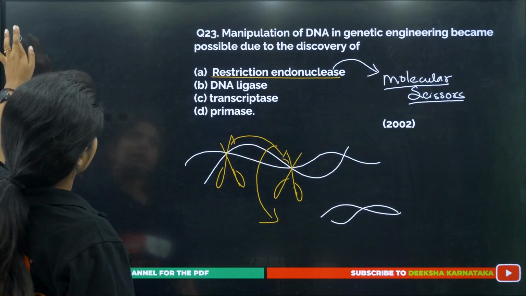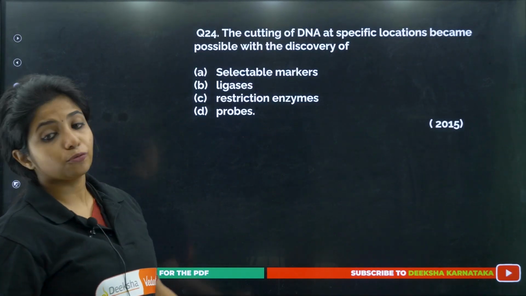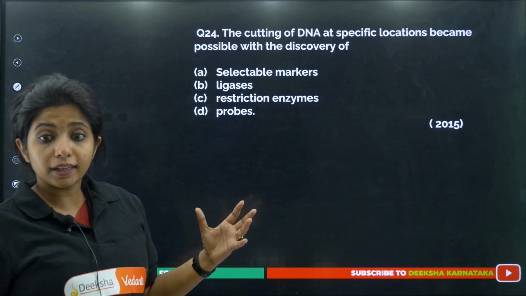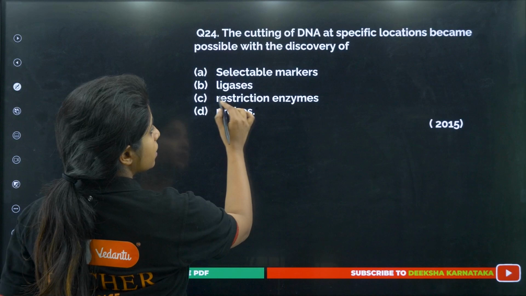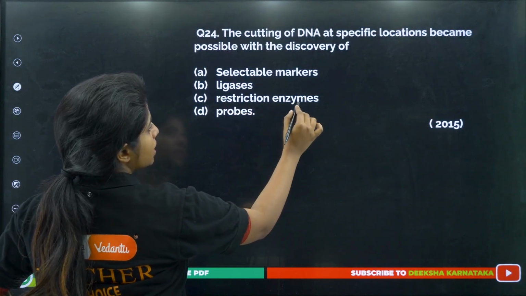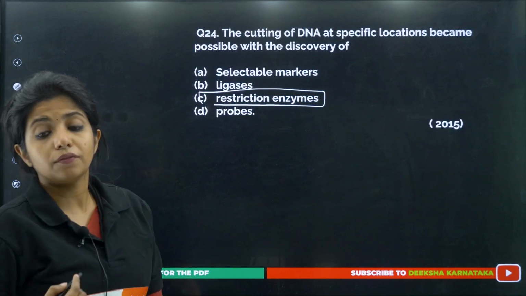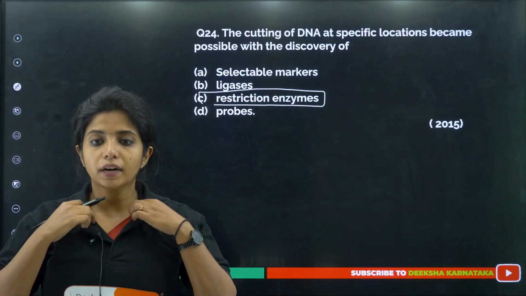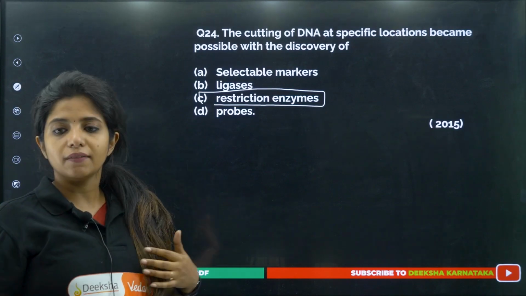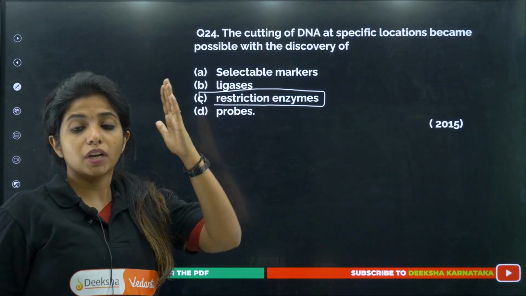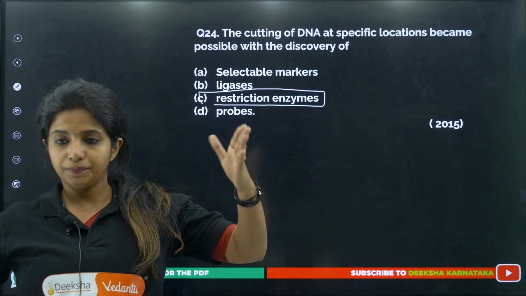Next question, 24. The cutting of DNA at a specific location became possible with the discovery of what? Again the same question, 2015. You see the number of times the question has been repeated. Selectable markers, ligases, restriction enzymes, or probes? It is restriction enzymes. This was the reason why cutting of DNA was made easy. Restriction endonucleases cut from within. Restriction exonucleases cut from outside.